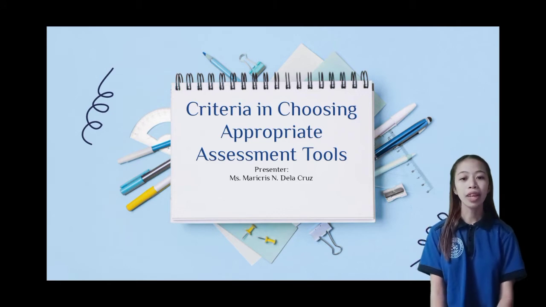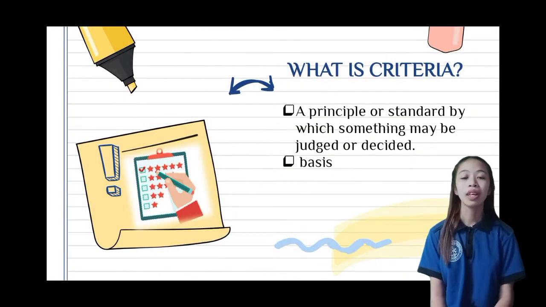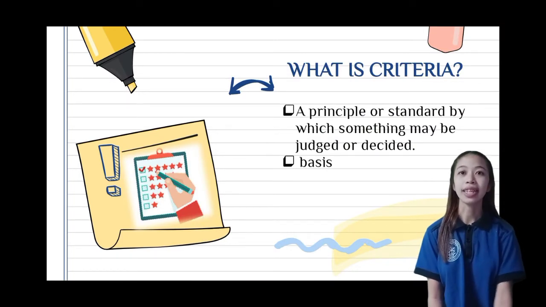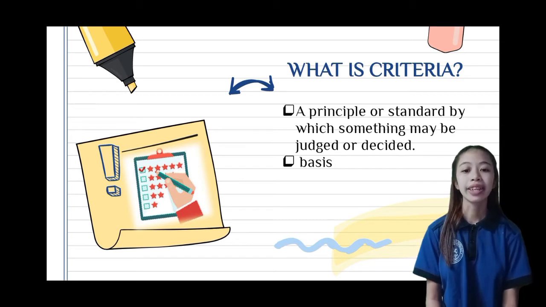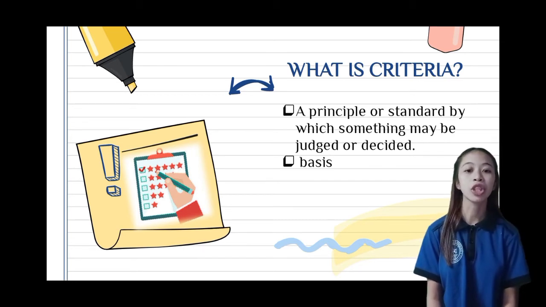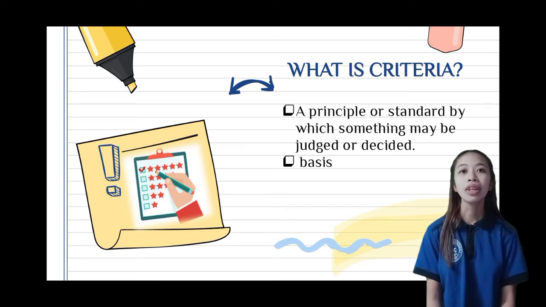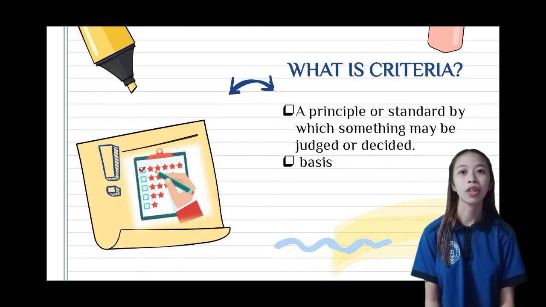Our topic for today is all about criteria in choosing an appropriate assessment tool. First, let me start our discussion by defining what criteria is. Criteria is a principle or a standard by which something may be judged or decided. Criteria is also known as the basis when judging or assessing someone or something.